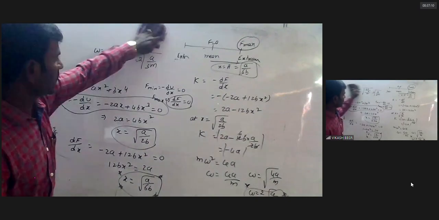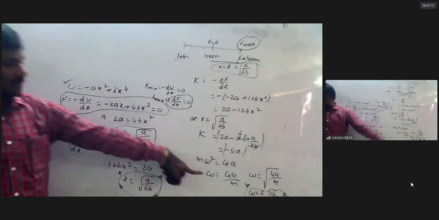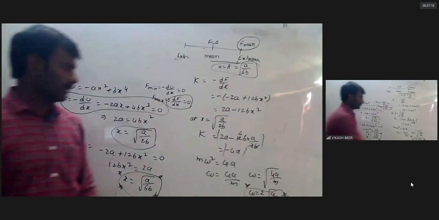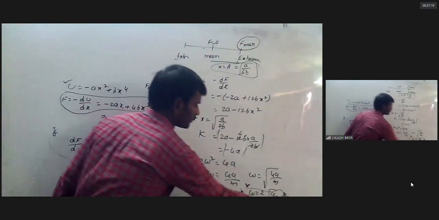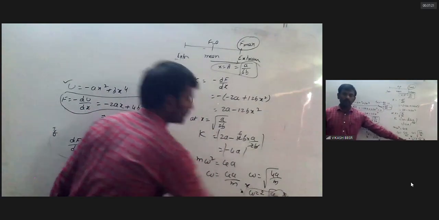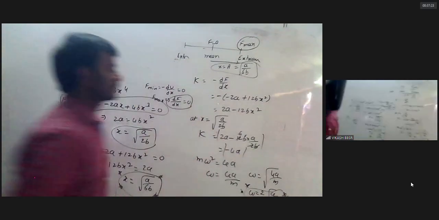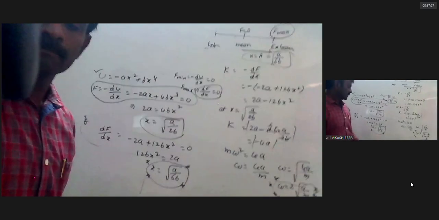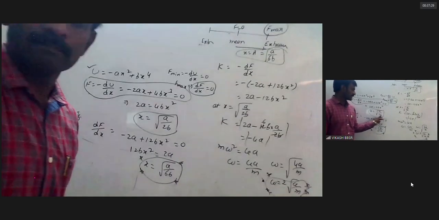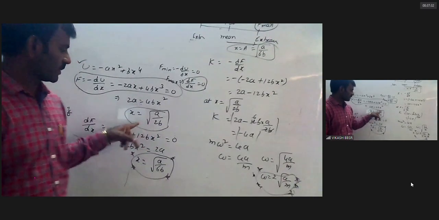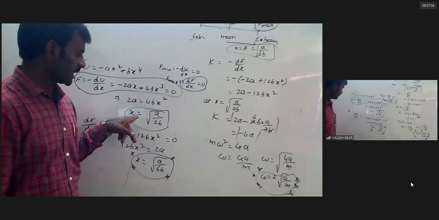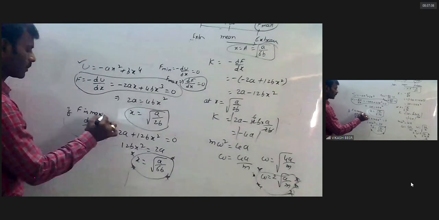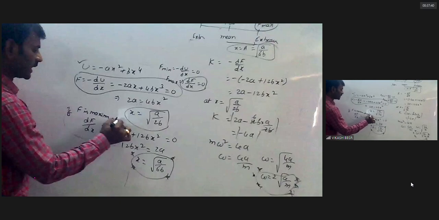Take it, answer. Answer will be a what? Option B or C? This one, you can take 2 root over a by m. See the concept here. Chances there to make mistake. X equal to a by 2b, number 1. F is maximum at extreme point.